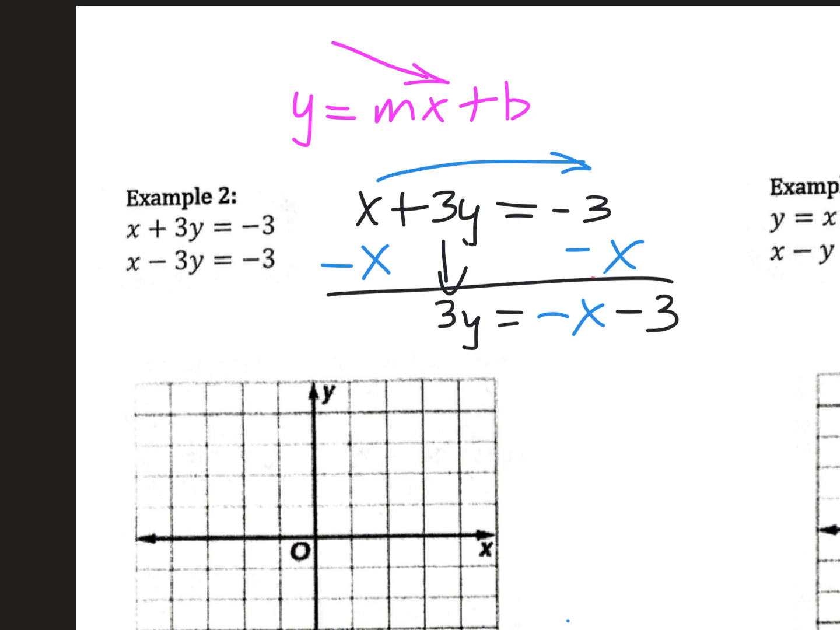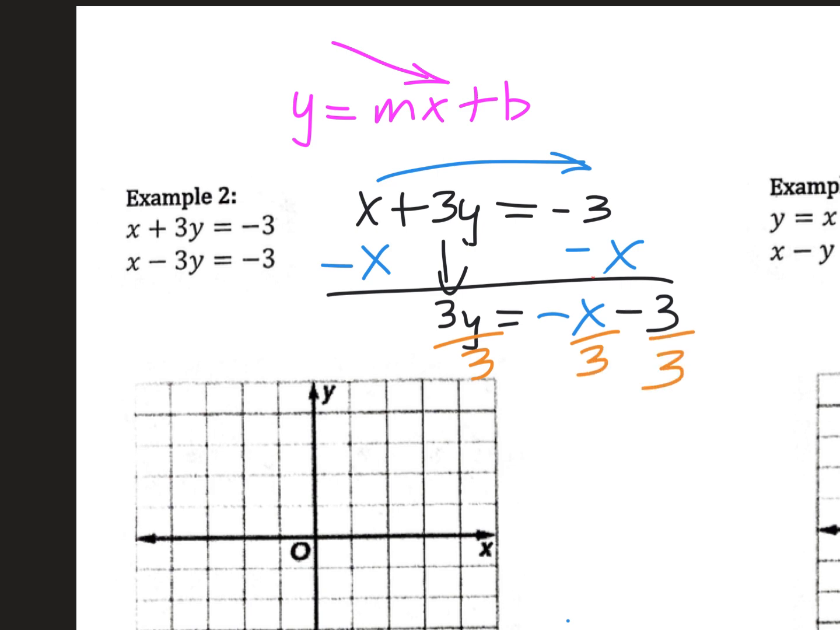Is there anybody that this isn't jogging your memory? Anybody not sure where I got that from? Okay, so now this still isn't in slope-intercept form yet because I've got to get rid of the 3. Yes, sir. Yeah. Thank you. And thank you for not saying minus 3, because that is not how we are going to get rid of that. We are going to divide everything by 3. Let me get a color that's actually going to show up here.